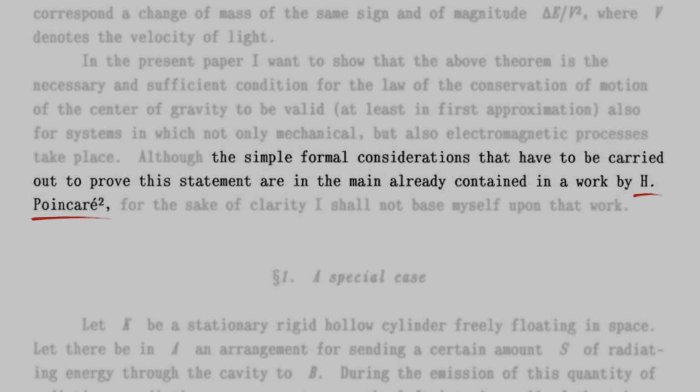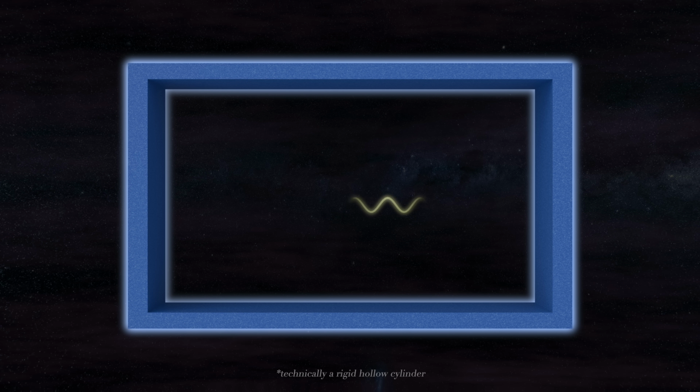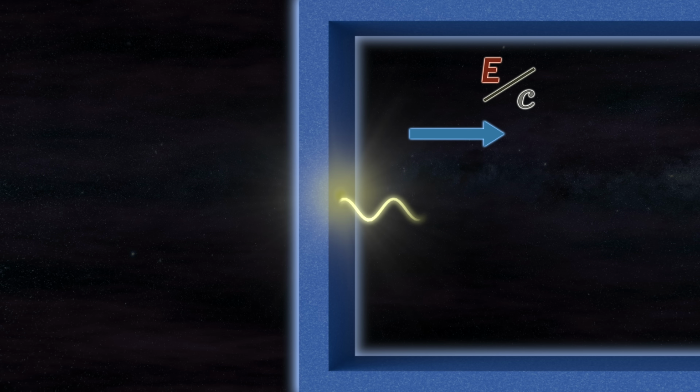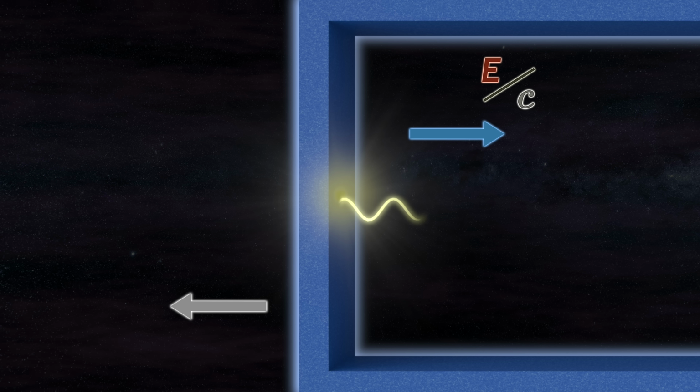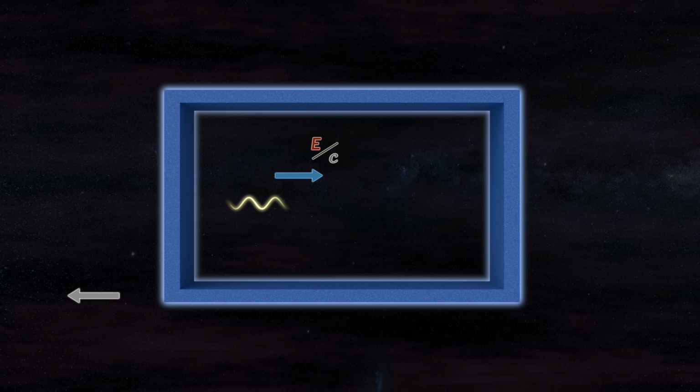In this experiment, Einstein imagined a rigid empty box of mass which emits a burst of radiation from its left end. Since this radiation carries momentum, the box simultaneously recoils to the left. The radiation then travels to the right end of the box, where it is subsequently reabsorbed, bringing the box to a halt.